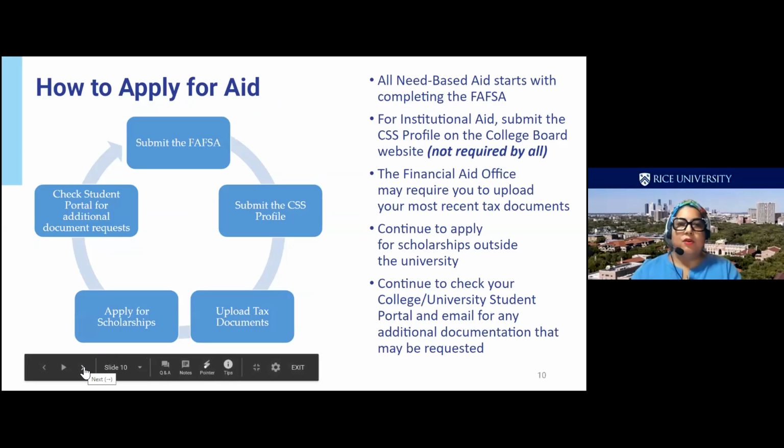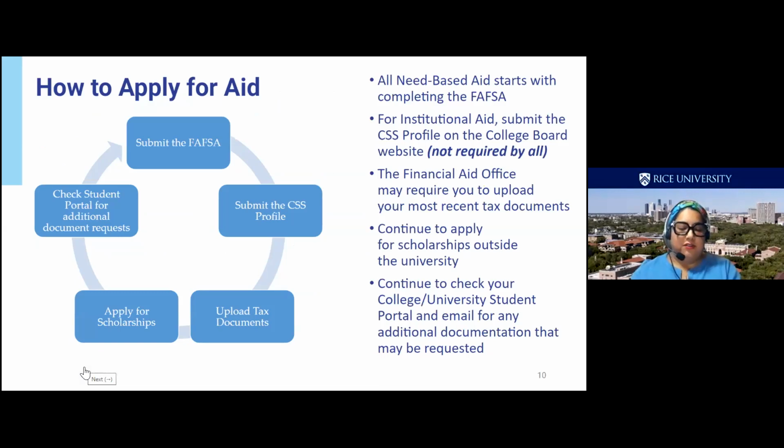So how do you apply for financial aid? Here's the visual of how to apply for financial aid, and we'll start from the top. All need-based aid starts with completing the FAFSA. For institutional aid, you can submit the CSS Profile on the College Board website. The CSS Profile is not required by all universities, so check their websites.